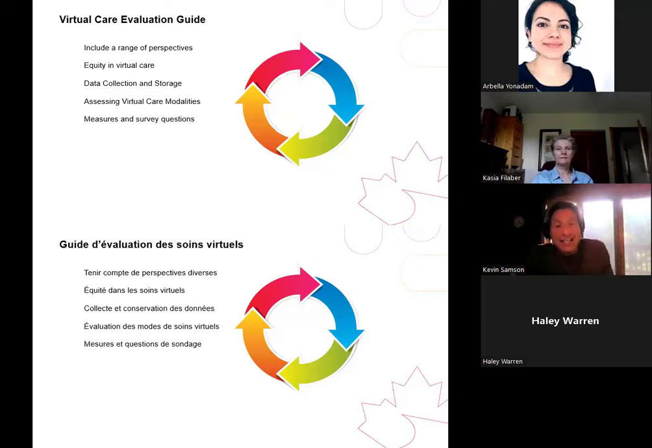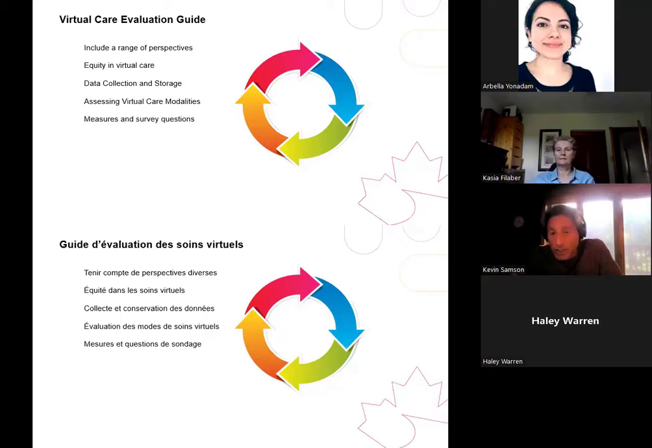The evaluation guide expands on each of these factors, including a range of perspectives to ensure that the results represent the people being served, and equity dimensions that should be included across the evaluation so that the data can be stratified according to equity indicators. It also covers assessing virtual care modalities, so phone, video, secure messaging, etc. I've seen a lot of evaluations in which virtual care of all types or modes is lumped into one big bucket. The guide reviews how being able to differentiate the results by modality can provide more meaningful insights.